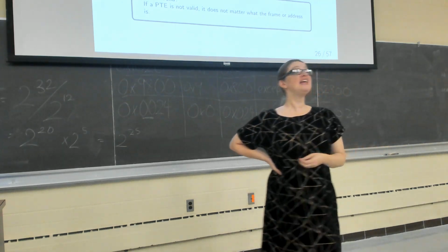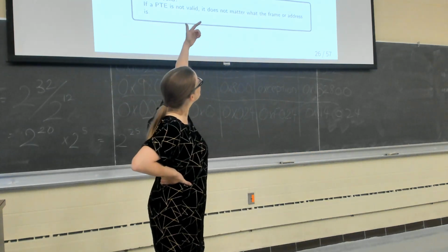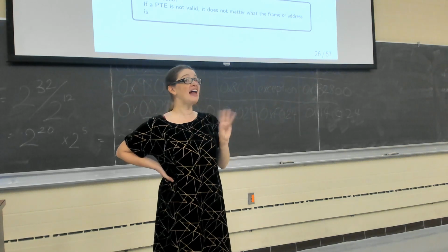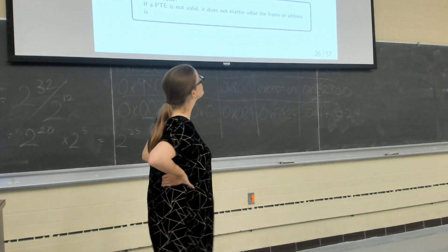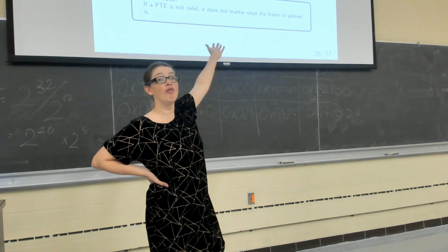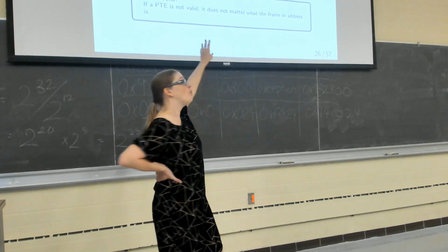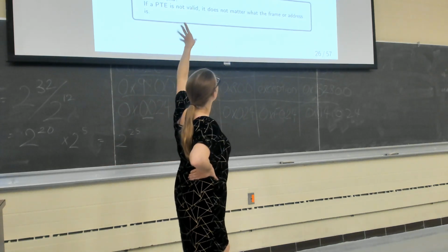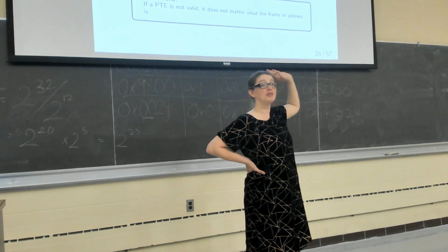Now, how many invalid entries are there in total in my 2-level table? Well, there's 1, 2, 3. Just 3 invalid entries. How many total page table entries are there? There's only 12. So by dividing this into 2 levels, I went from 16 entries to 12, and I went from 9 invalid to 3 invalid. That's pretty awesome.